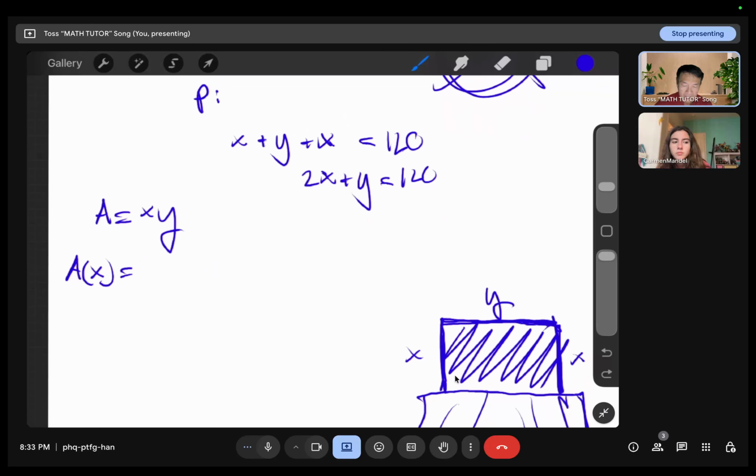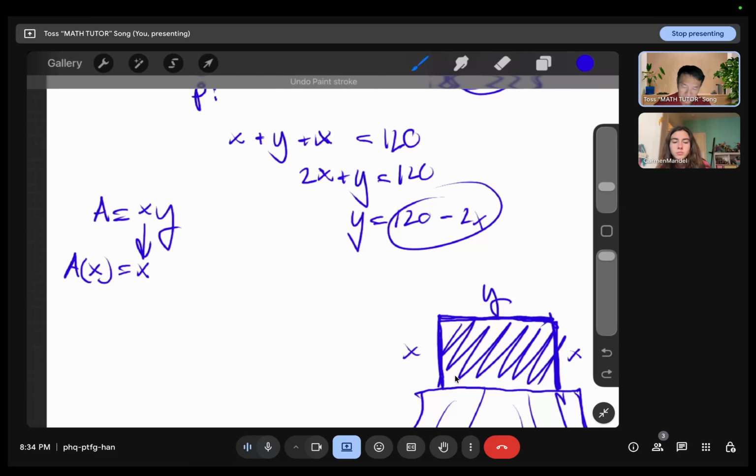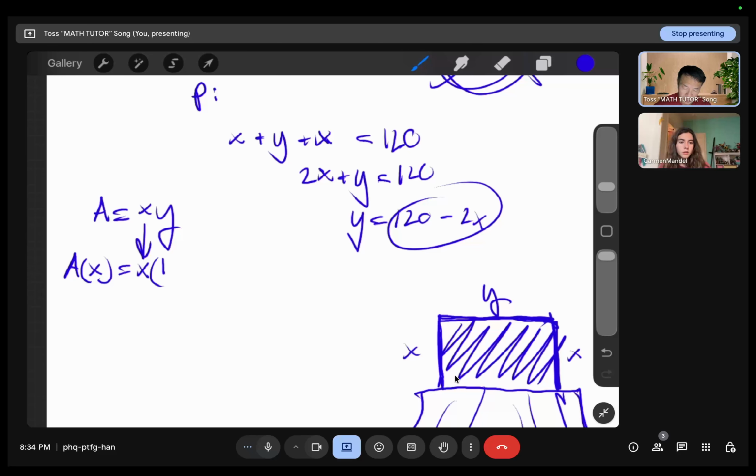Here's why. If you leave the x alone, like A of x, you're not going to deal with the x. So you're going to keep the x, but the y, you're going to solve for it in terms of x. So subtract both sides by 2x. So it'll be 120 minus 2x. If I do that, I'll be able to plug it in here, and everything is now going to be in terms of x. Oh, here it is.